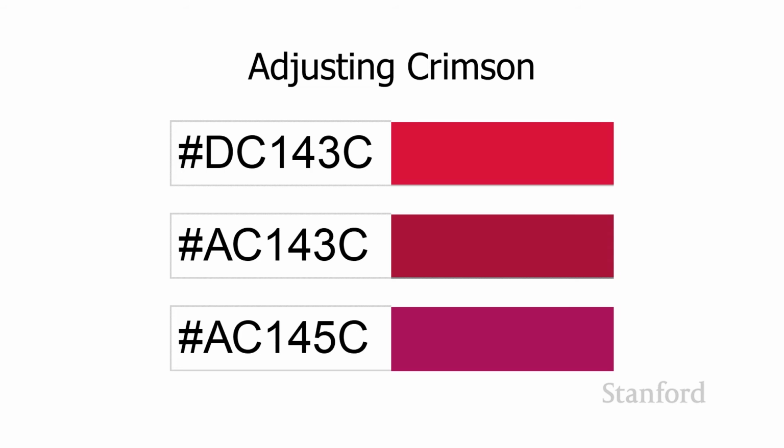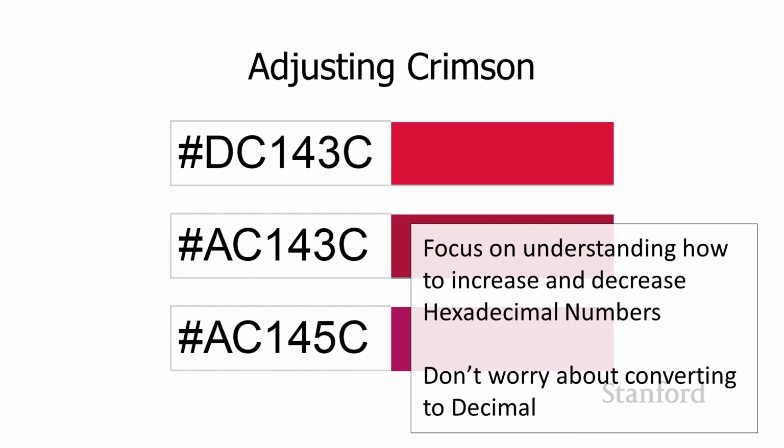So basically, you want to be able to take these color specifications and have a good enough understanding of hexadecimal to be able to make adjustments up or down. So focus on understanding how to increase and decrease the hexadecimal numbers rather than worrying about how to convert to decimal. Now, if you look at this little overlay that I've got here, you may notice that you can kind of see the color squares behind it.